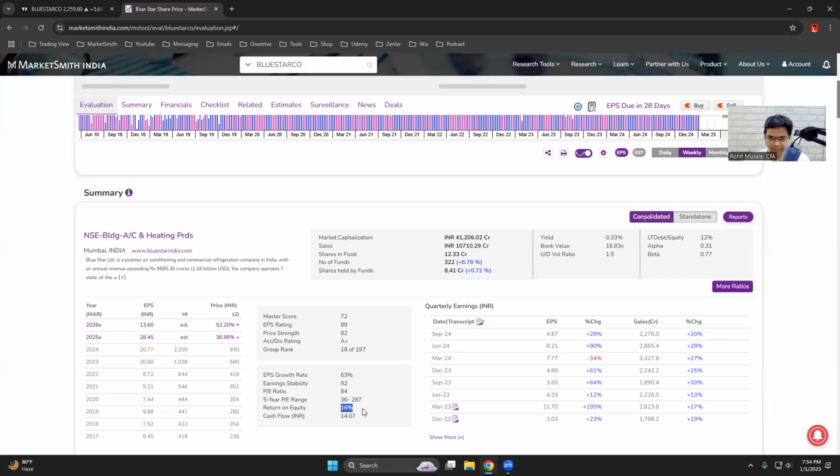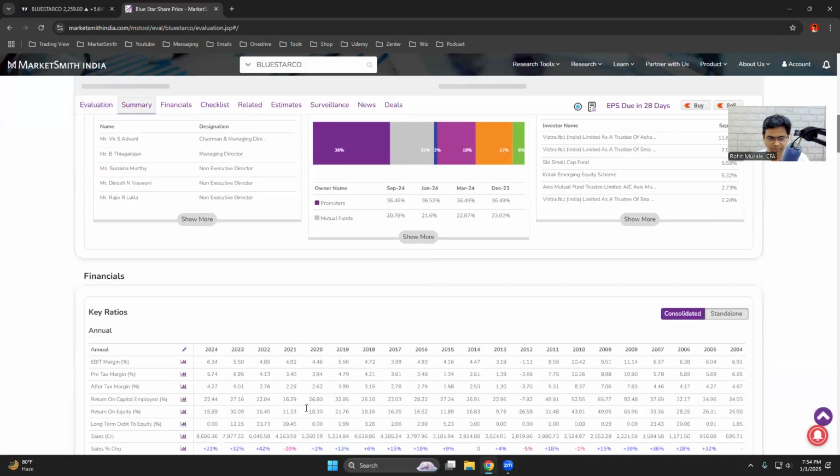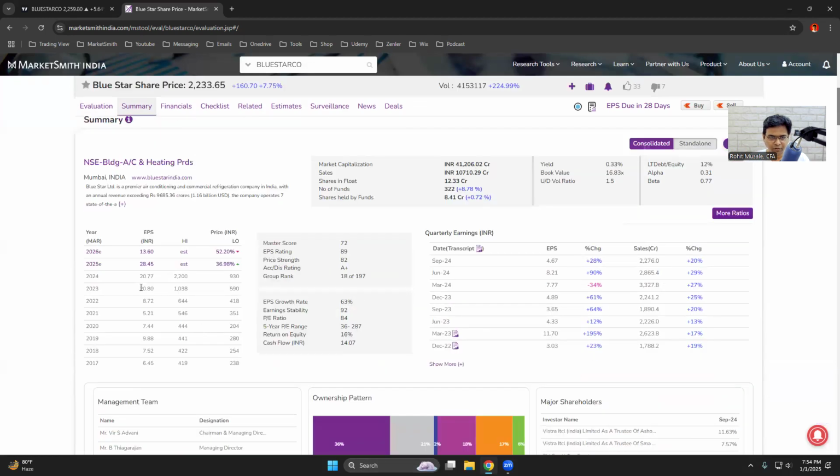Return on equity is less than 17%. What about margins? Margin is not at an all-time high. See, then you look at EPS. The latest annual EPS is not at an all-time high. Plus, there is a decline in EPS from 2023 to 2024.